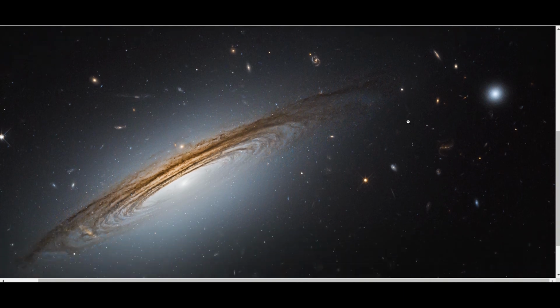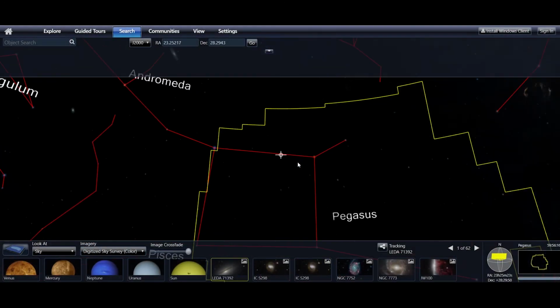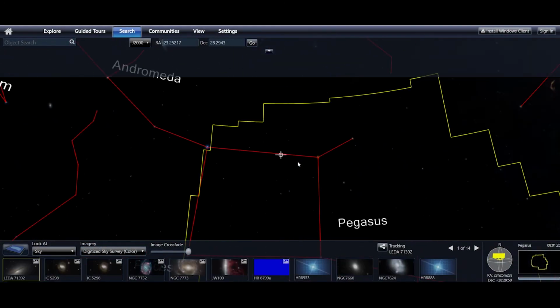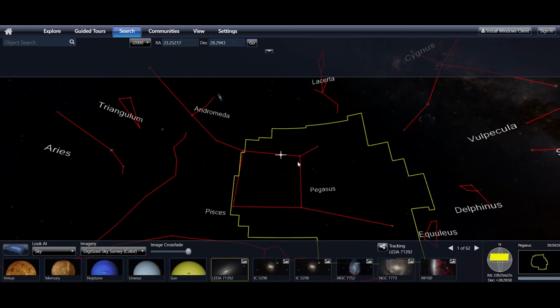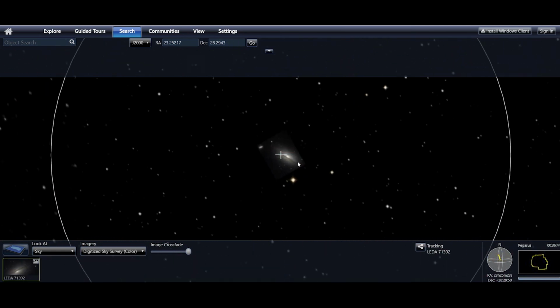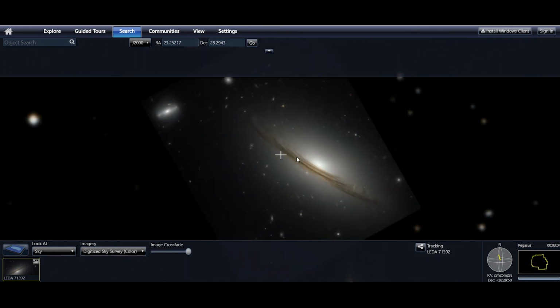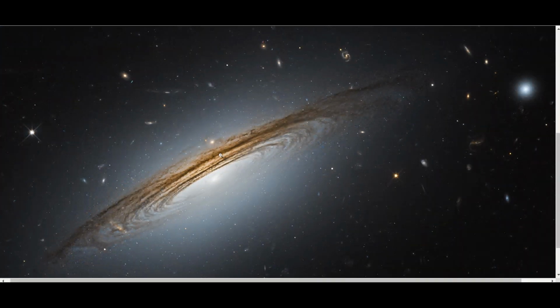Now coming back to the astronomy picture of the day, which is UGC 12591. This galaxy lies in the constellation of Pegasus. This is the second largest spiral galaxy which has been seen so far. What UGC 12591 is popular for is its rotational velocity. It is the fastest rotating spiral galaxy ever to be observed.